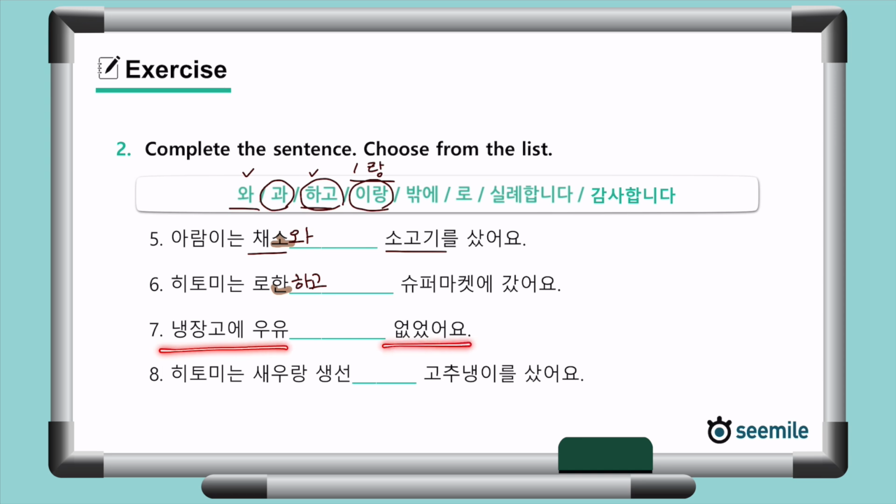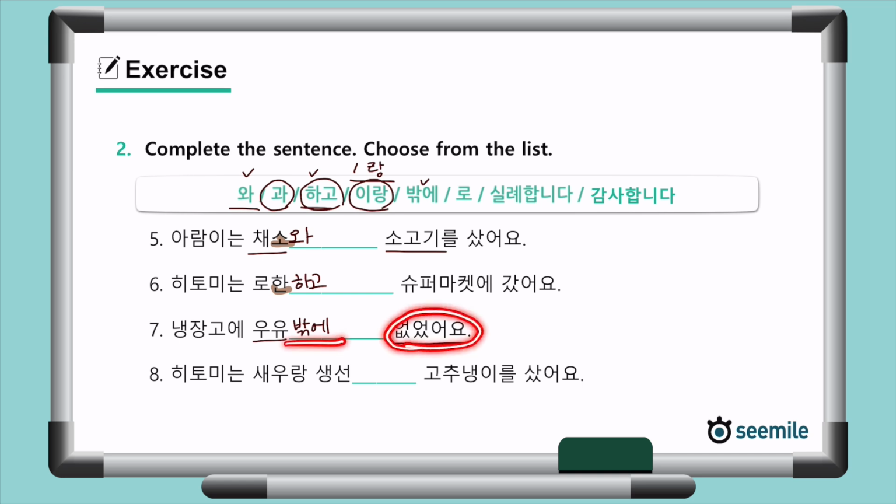Number 7. 냉장고에 우유 없었어요. 없다, do not exist. Nothing exists in the fridge except for milk, right? So the particle 밖에 is the best appropriate. 냉장고에 우유밖에 없었어요. Again, as in this specific example, after the particle 밖에, in most cases, words indicating negation accompany it.